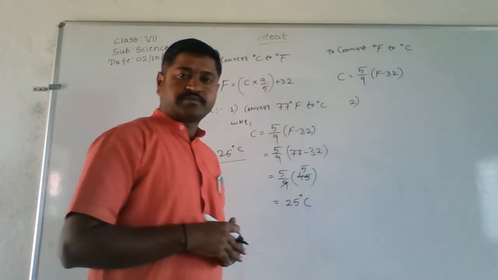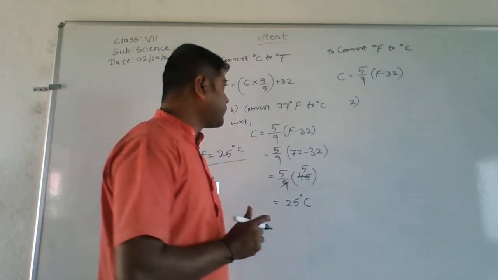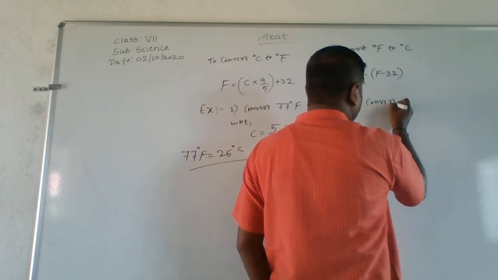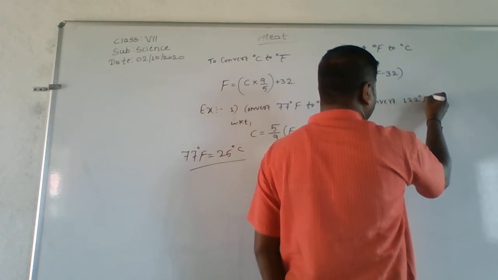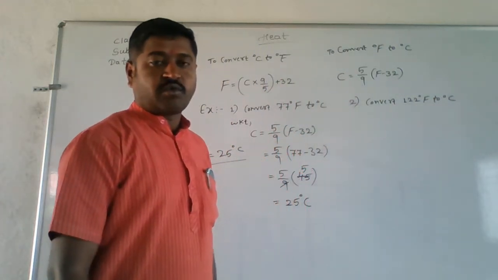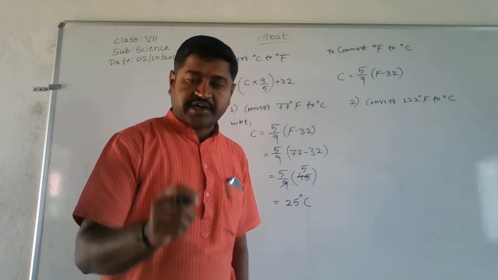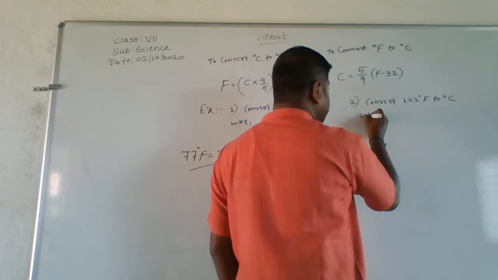Okay. Now we will take another example. Example number 2. Second example, convert 122 degree Fahrenheit to degree Celsius. What we have to do? We have to convert 122 degree Fahrenheit to Celsius. So we should use the formula. First one, what is that?